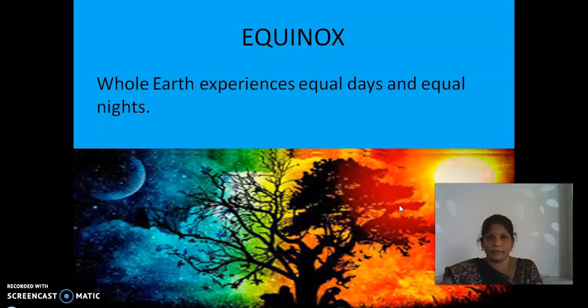In the summer time, that means the northern hemisphere is tilted towards the sun. At that time the northern hemisphere countries experience long days and short nights. Okay. So that, and when the southern hemisphere is tilted towards the sun, they experience long days and short nights. Okay. So this changing is because of the Earth's revolution and tilting position.